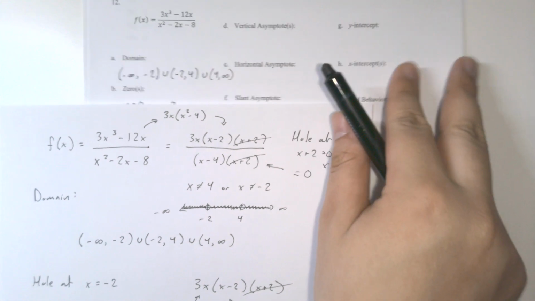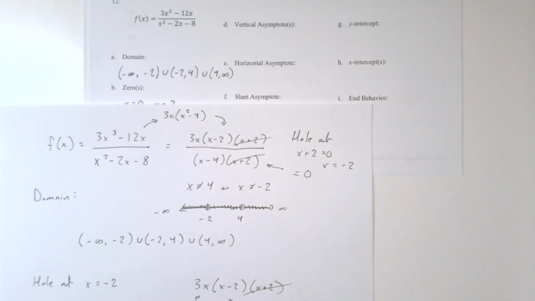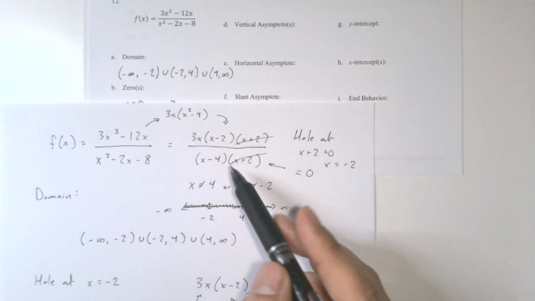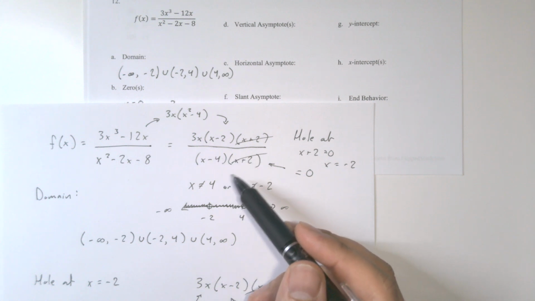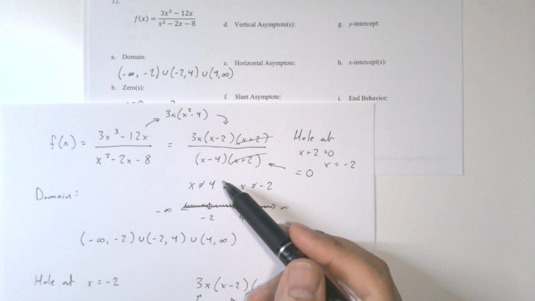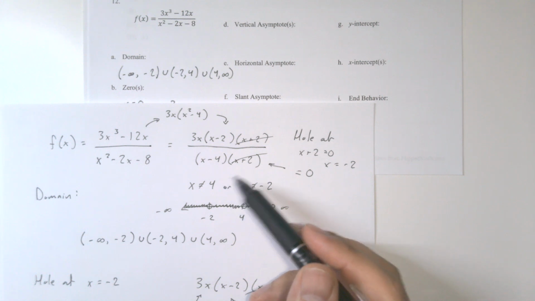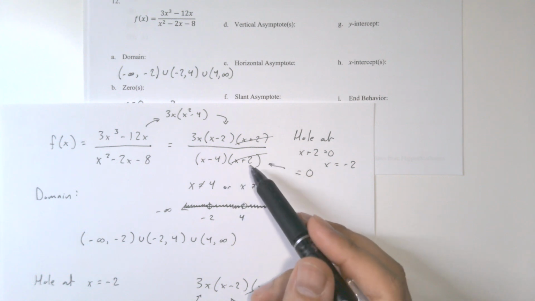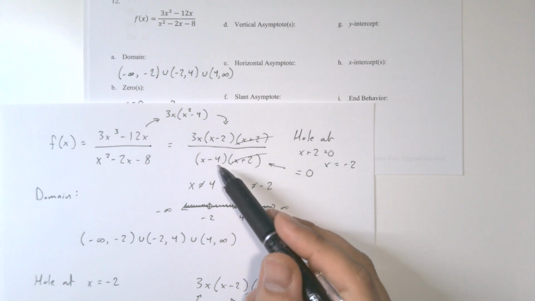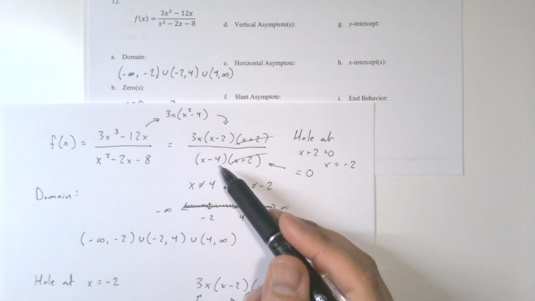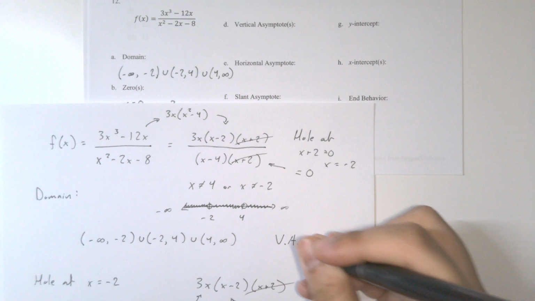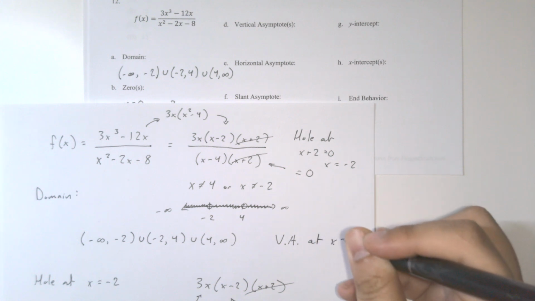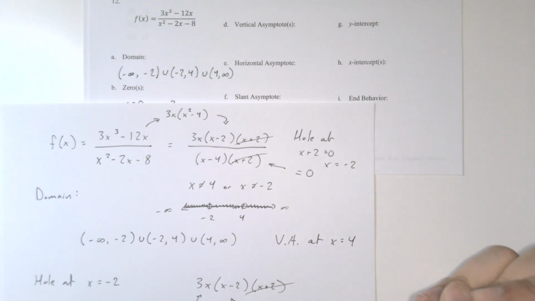The next thing that we wanted to figure out was a vertical asymptote. Remember, for vertical asymptotes, anything on the bottom is either going to be a hole or a vertical asymptote. So since this was a hole, anything that didn't cancel, in this case the x minus 4, that is a vertical asymptote. So we have a vertical asymptote at x equals 4.